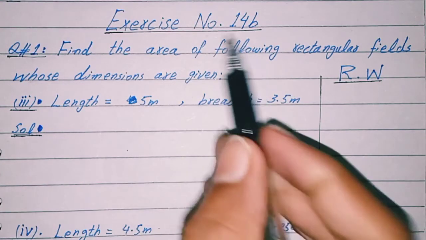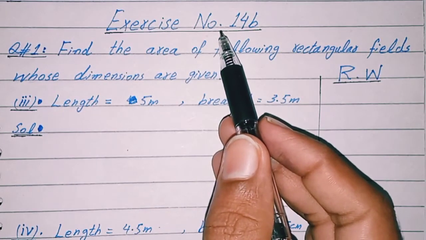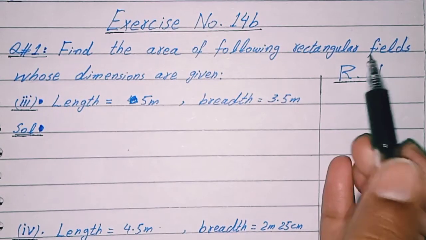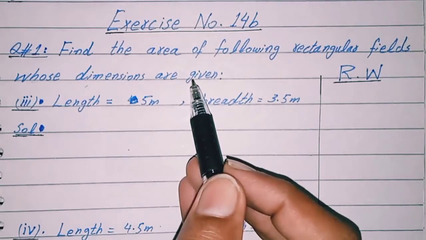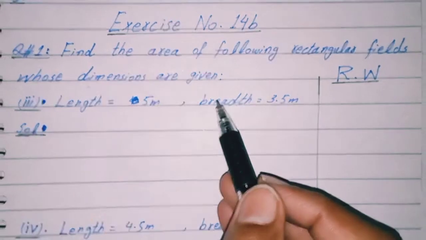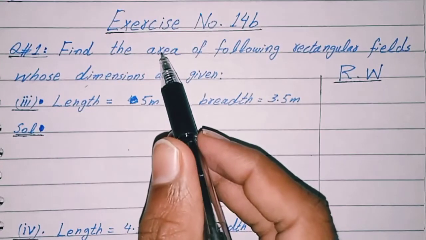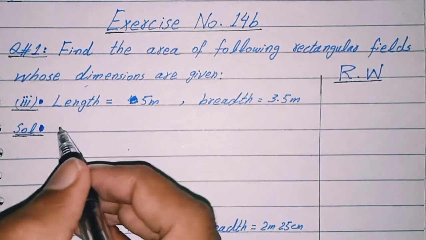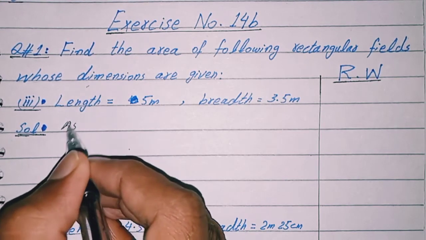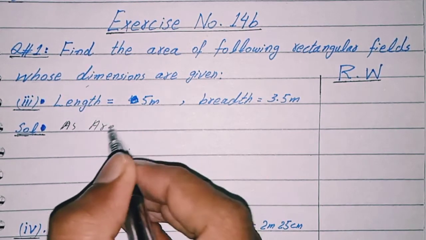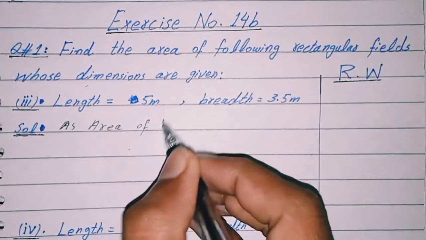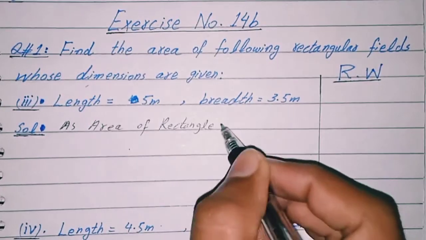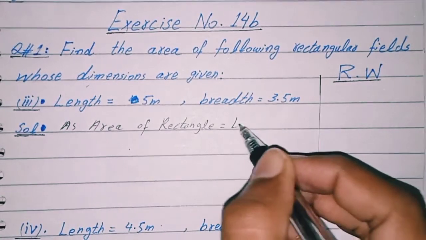Now we are going to start exercise number 14b. Question number 1 is written as, find the area of following rectangular fields whose dimensions are given. Meaning to say, length and breadth are given. We have to find the area. We know the area of rectangle is equal to length multiply breadth.